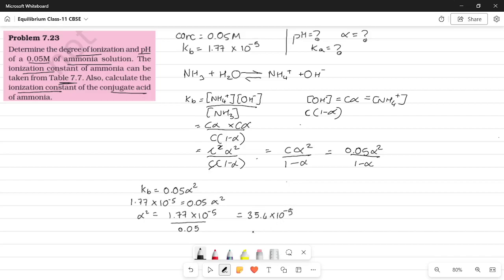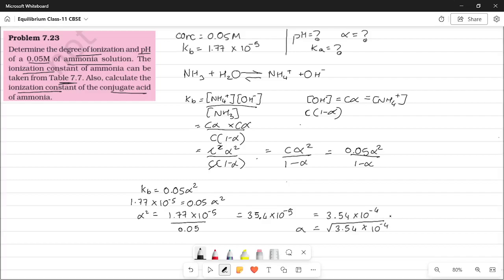minus 5. Now we know the next step is going to be taking the square root. To make our lives easy, I'm going to change this minus 5 to minus 4. For me to do that, I will shift this decimal point to the left. So you'll have 3.54 into 10 to the power minus 4. Okay, so alpha squared is equal to this. So alpha would be equal to the square root of 3.54 into 10 to the power minus 4.